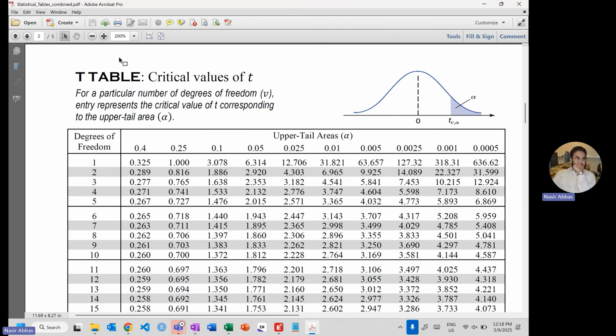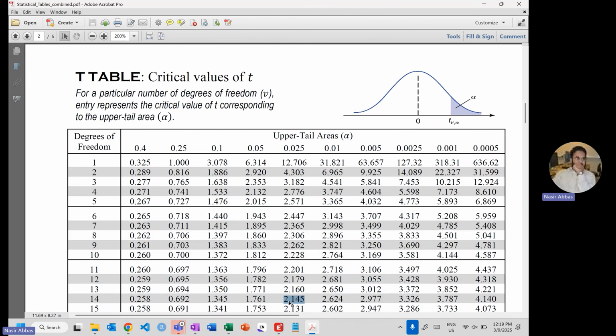This is much easier than Z table. You don't have to look a lot into the table. Just look at the degree of freedom in the first column and look for alpha by 2 in the first row, and the corresponding value inside the table is your critical value. So in this case, your critical value is this value, 2.145.